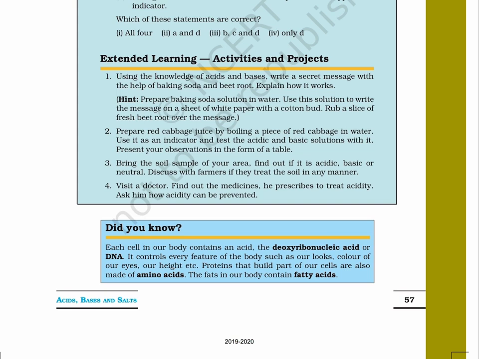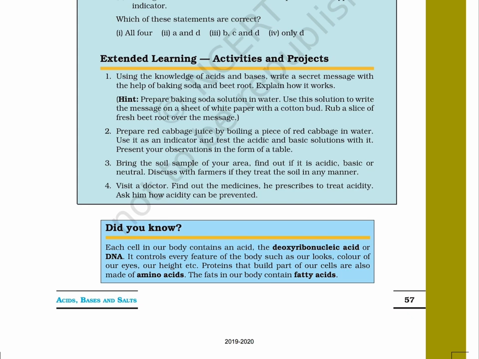1. Using the knowledge of acids and bases, write a secret message with the help of baking soda and beetroot. Explain how it works. Hint: prepare baking soda solution in water. Use this solution to write the message on a sheet of white paper with a cotton bud. Rub a slice of fresh beetroot over the message.